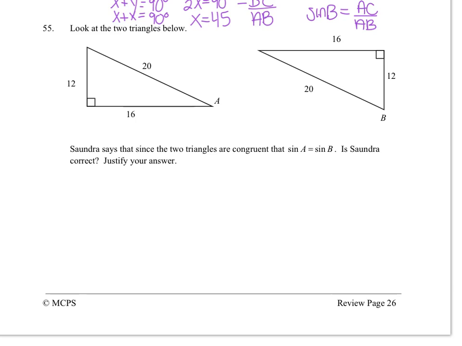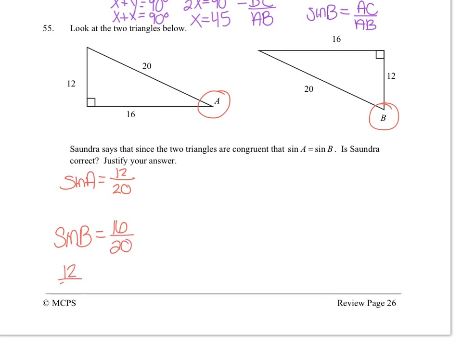Well, one of the things that we're going to look at is what is sine of A and what is sine of B. We know sine of A, here's angle A, is opposite, which is 12, over the hypotenuse, which is 20. Sine of B is opposite, which is 16, over hypotenuse, which is 20. So we can very clearly see that 12 over 20 does not equal 16 over 20. Therefore, Sandra is not correct.